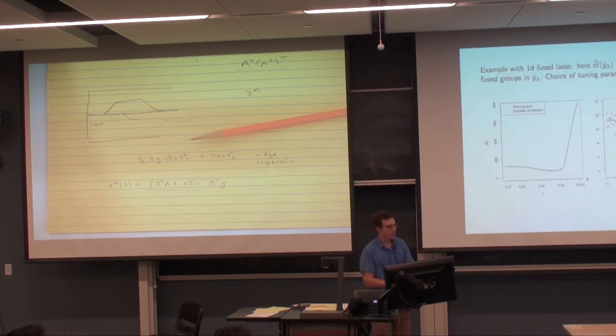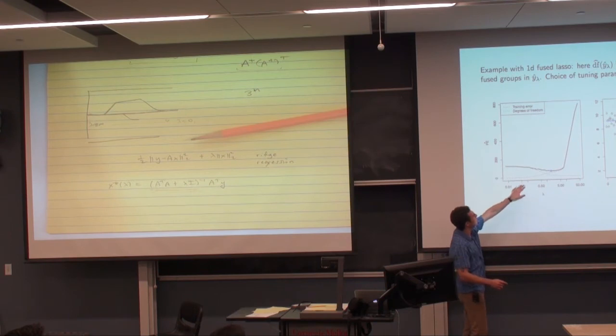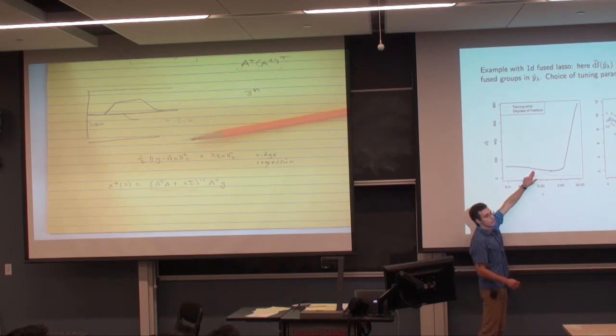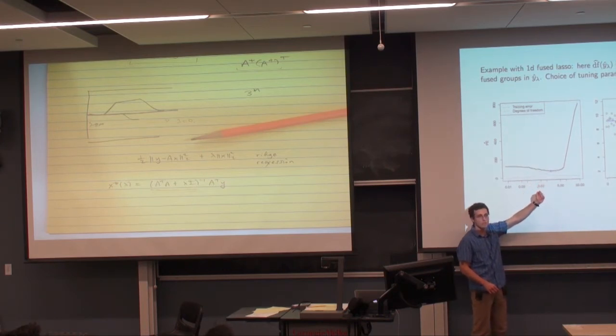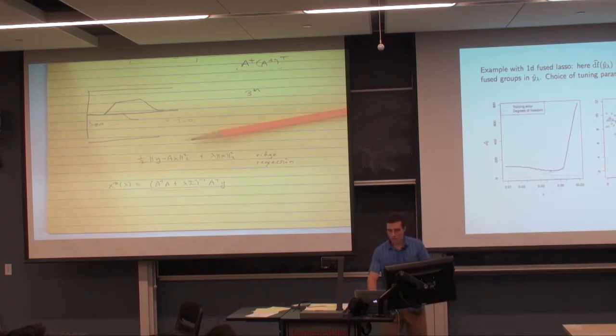So here's just a simple example. I did that for this problem. This was what that prediction error curve looked like. It's in black. I also decomposed it into the two components so you could see what was going on. This red component is the training error term. So when lambda is small, it's very small. We have great training error. And as lambda gets larger, it gets worse and worse.